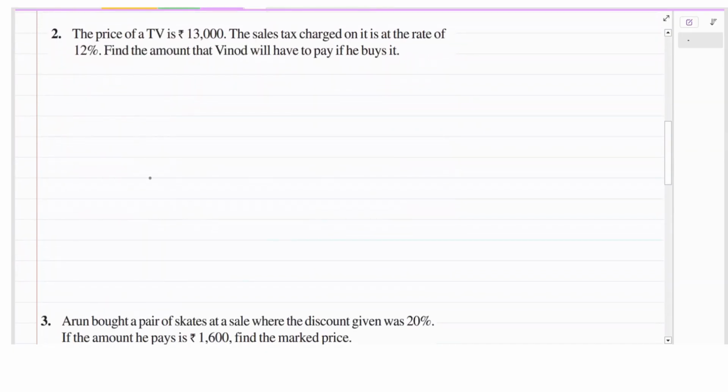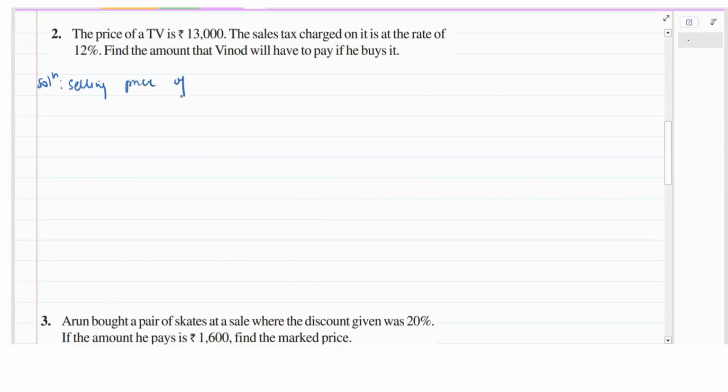Let's move to the next question. The second question says, the price of the TV is this much. Sales tax is charged on it at the rate of 12%. Find the amount that Vinod will have to pay if he buys it. Okay, so there is a tax. So selling price is how much? So here I'll write the solution.